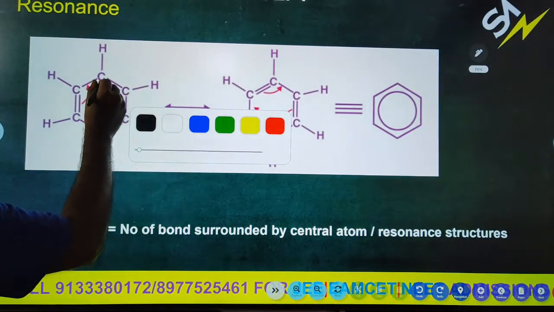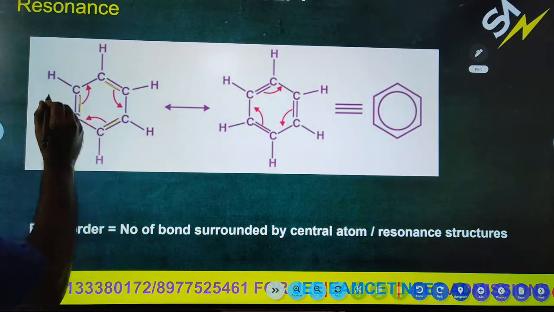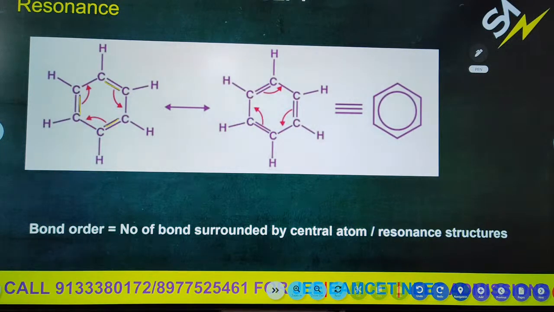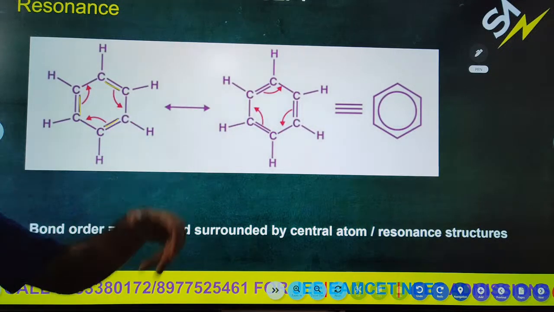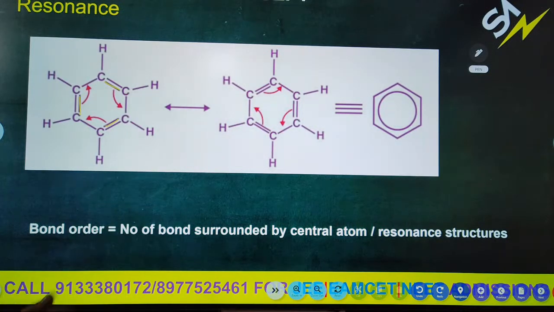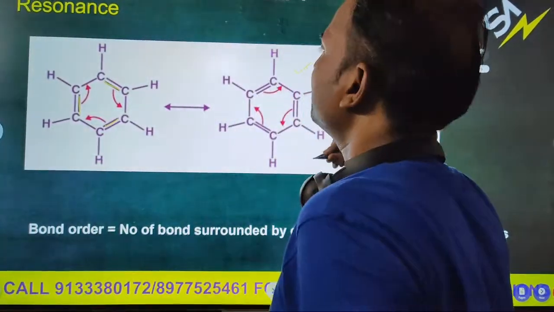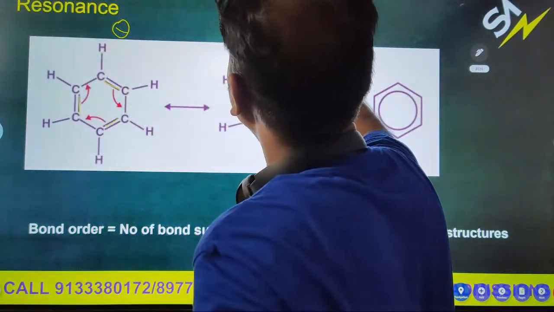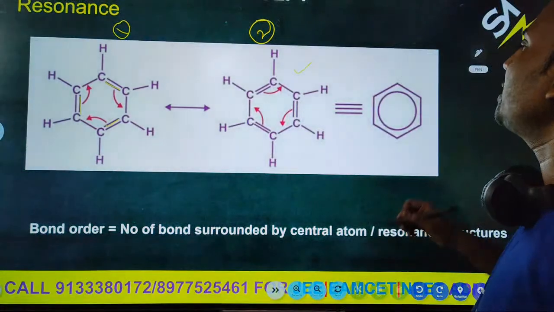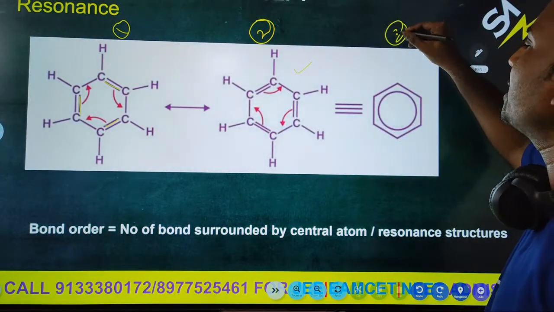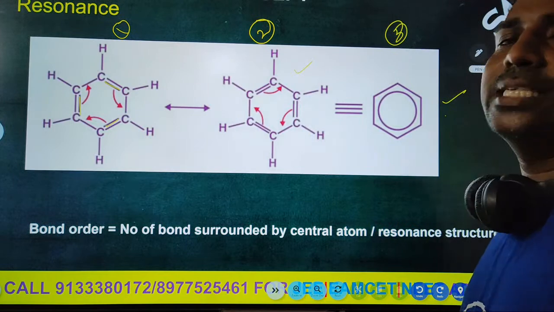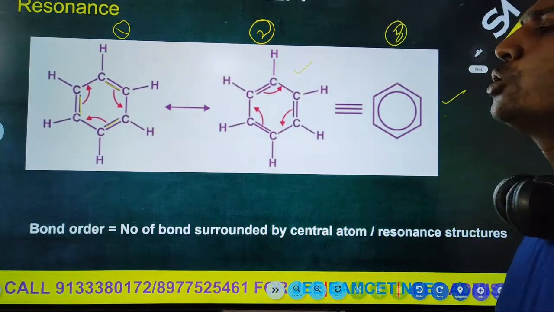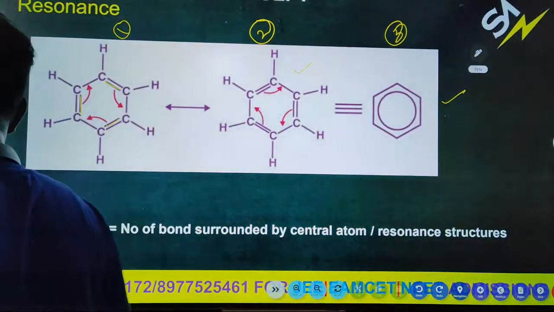How many pi bonds are there in benzene? 1, 2, 3. Pi bonds contain pi electrons. They are delocalized electrons, transferring from one place to another place within a benzene molecule. Due to that we get one more resonance structure. In this way benzene has 1, 2 resonance structures. Students will think it is the third resonance structure of benzene. No, it is the benzene's hybrid structure. So benzene has only 2 resonance structures.